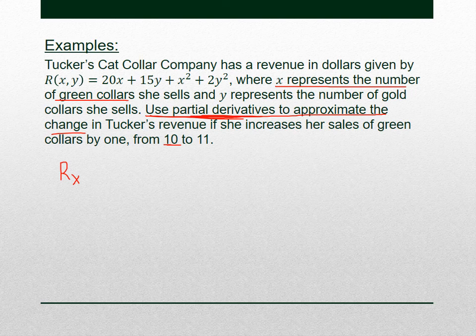Right? So we're going to take that partial with respect to x because that's the thing that's increasing, and then we'll plug in that original amount 10, and that will give us the approximate change in revenue where only the green collars are changing, not both.